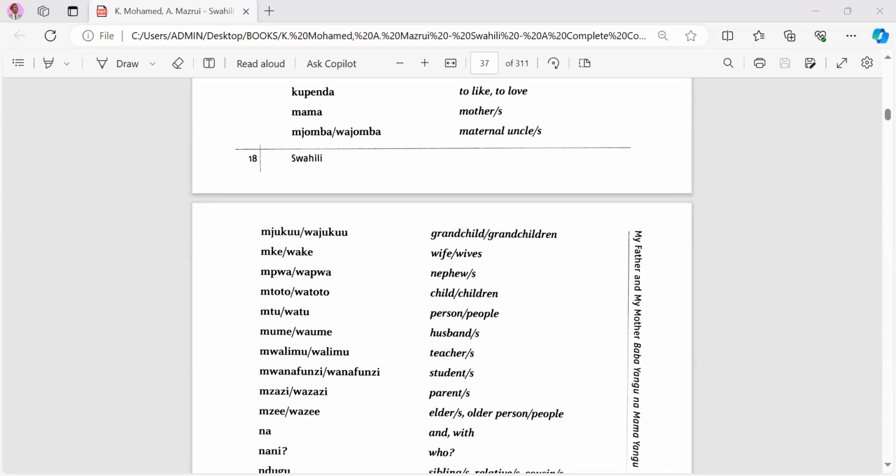You realize in the plural, where we have M, you'll be replacing M with wa when you take it to the plural side. Like mjuku, in plural will be wajuku. So you remove M, you replace it with wa. Mke becomes wake in plural. Mpwa will be wapwa. Mtoto, watoto. Mtu will be watu. So that's how it moves.